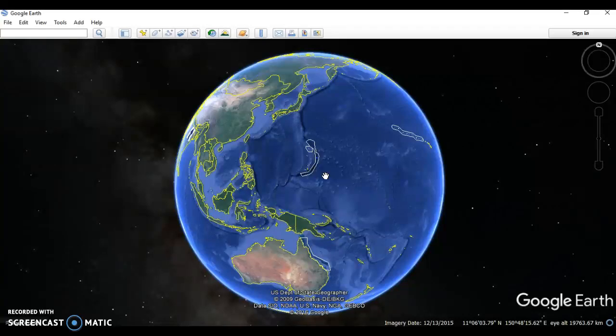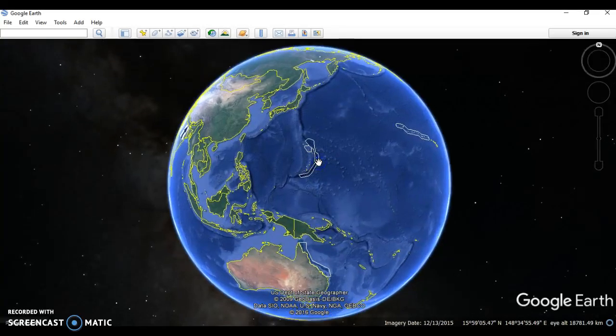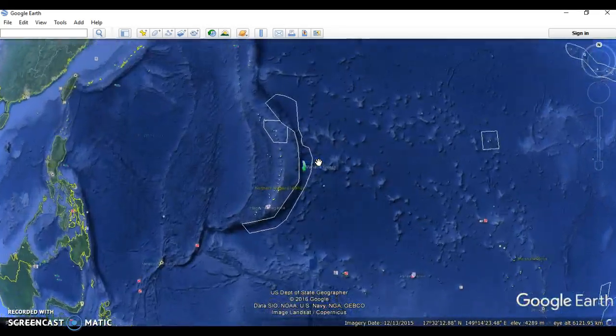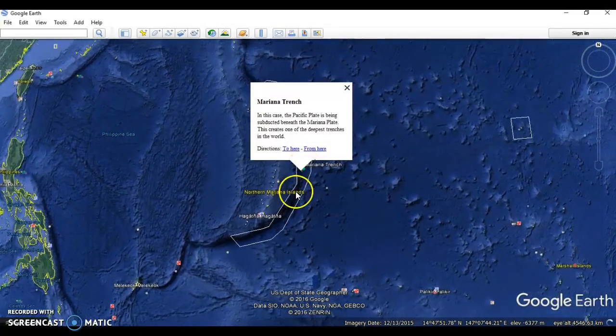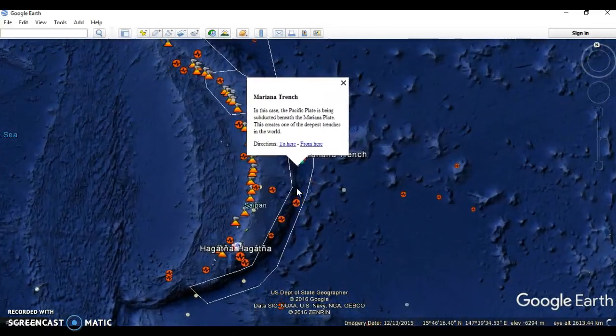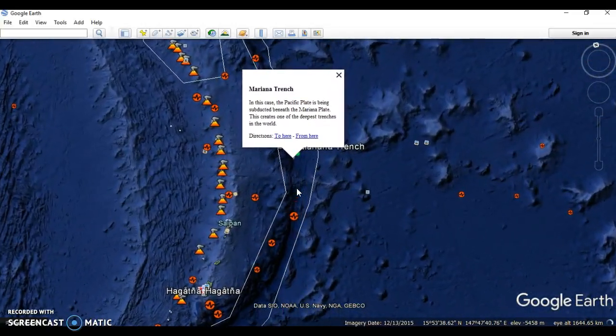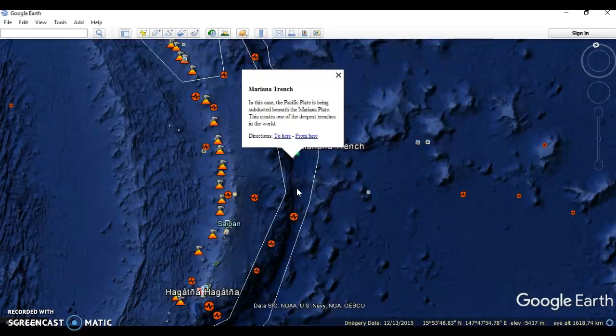The first boundary we'll explore is the Mariana Trench. This is an example of an oceanic plate colliding with an oceanic plate. It results in a deep trench, much deeper than the height of Mount Everest, which is about 7 miles deep. I placed a polygon on the deepest portion of the trench, right here. I also included an informational video about the trench that you'll see when you do the tour yourself.